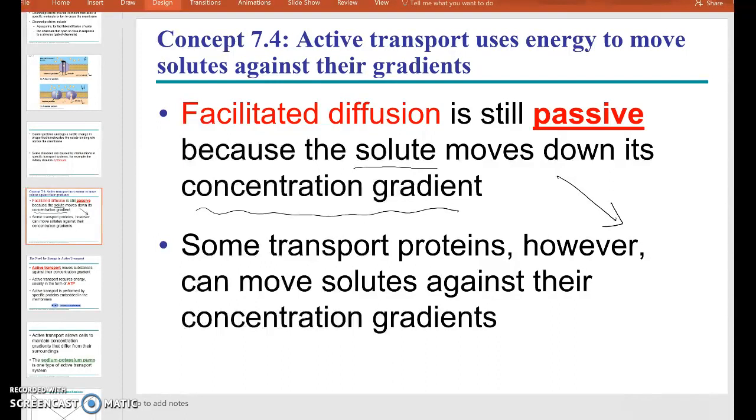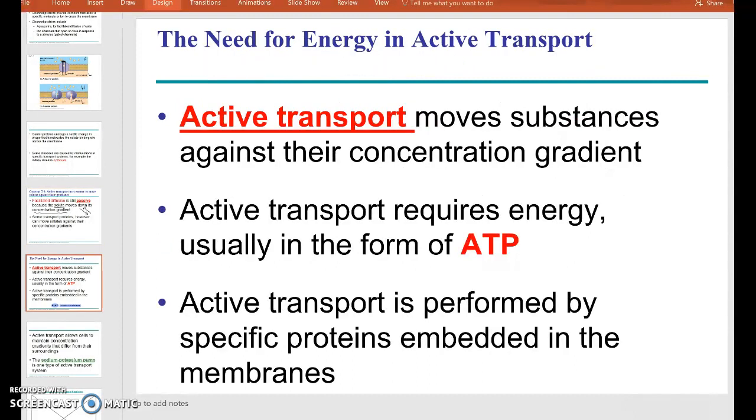Now, there are some instances where we work in the opposite direction. So instead of going down the gradient, we actually want to work against the gradient. And that's where active transport comes in. So it's moving against the concentration gradient. So in other words, we're going to be building up a greater concentration of a particular substance or ion on one side of the membrane compared to the other.